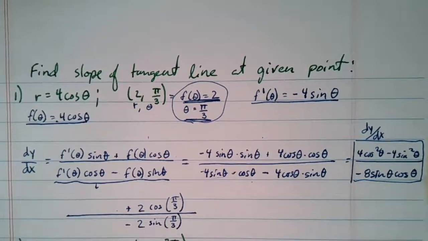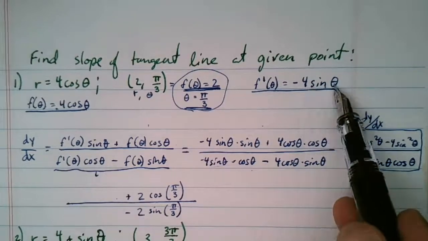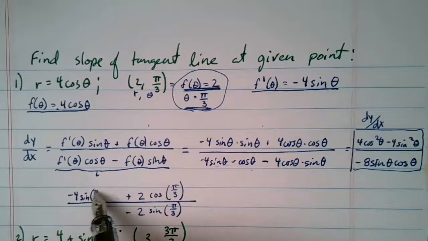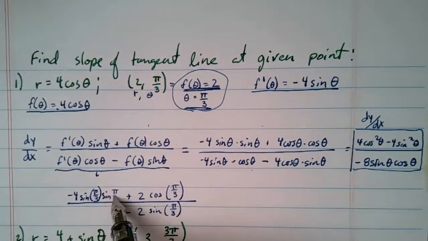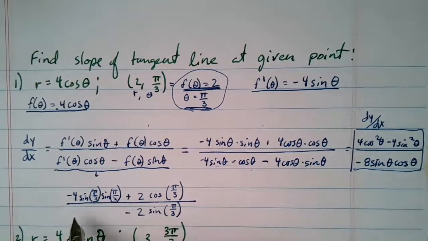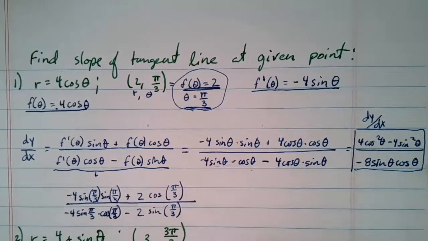Okay? And then this side, f prime of theta is negative 4 sine theta. So this will be negative 4 sine of pi by 3 times sine of pi by 3. Or you could have saved yourself some trouble and did sine squared of pi by 3. And then f prime of theta will be negative 4 sine of pi by 3 times cosine of pi by 3. Okay?